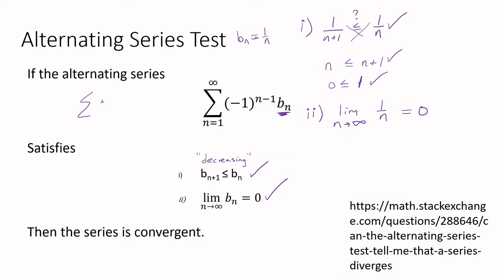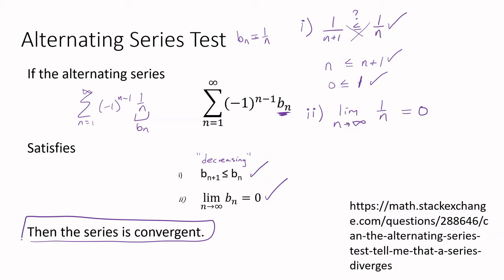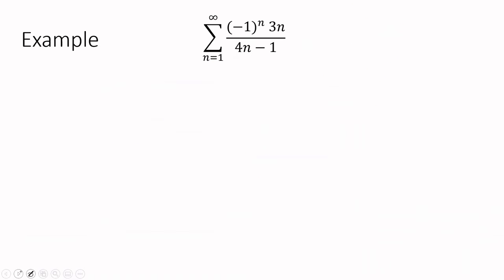So what do we have here? We have our series, negative 1 to the n minus 1, times 1 over n. We have identified the b sub n out of the series. We have taken that b sub n and shown conditions I and II here. And thus, by the alternating series test, this series is convergent. That's it. I show condition, condition, I'm done. So this series is convergent by the alternating series test. All right, so we've got two conditions, we just have to show them. So let's try another example.